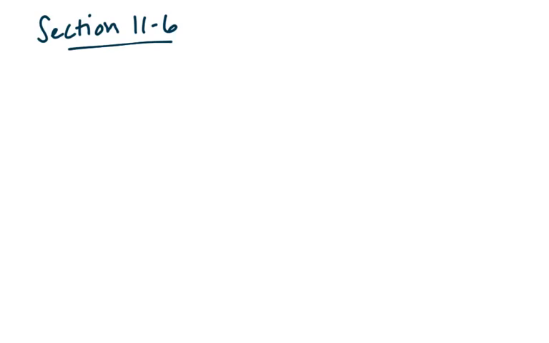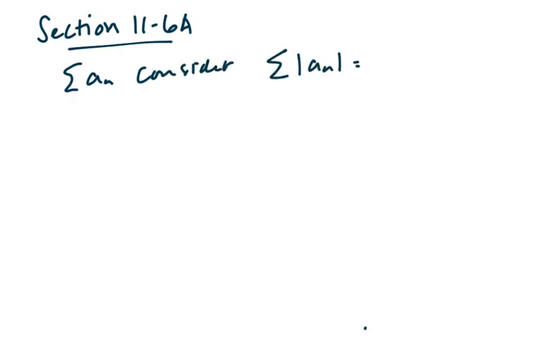Section 11.6 is about absolute convergence and the ratio and root tests. Let's call this 11.6a. So if we have any series, the series of a sub n, then we can consider the corresponding absolute value series, which is the absolute value of a1 plus the absolute value of a2, and so forth. So you can see that what we would be doing is looking at the absolute value of each term.